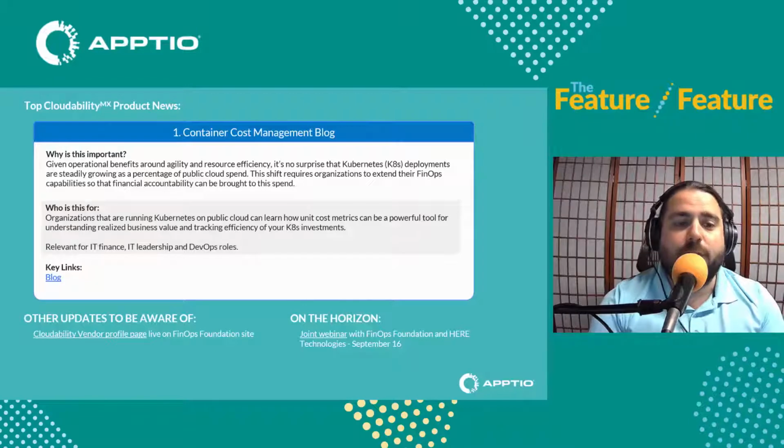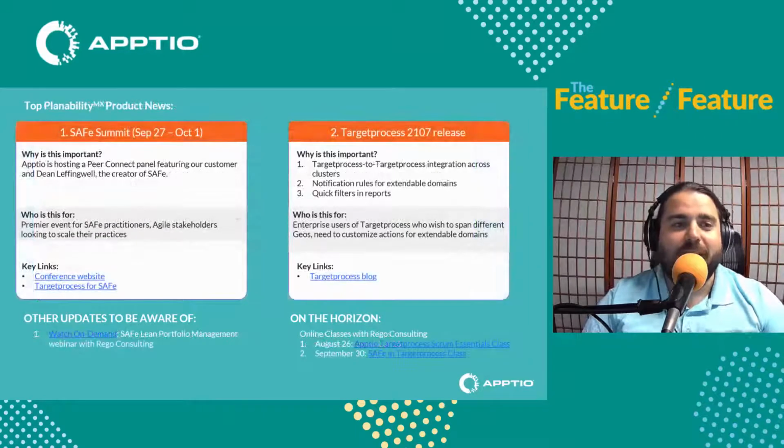We've added a vendor profile page on the FinOps Foundation site for Cloudability as well. So a lot of good information and integration there. So check that out. And then of course on September 16th, we're doing a joint webinar with the FinOps Foundation and HERE Technologies. So there's going to be some use cases around that with them too. So really looking forward to that one.